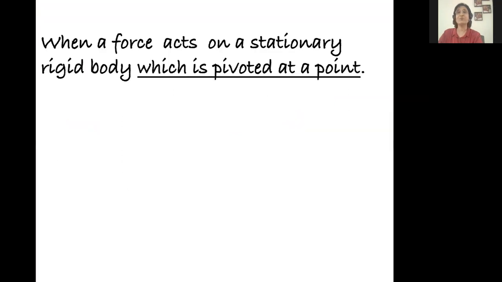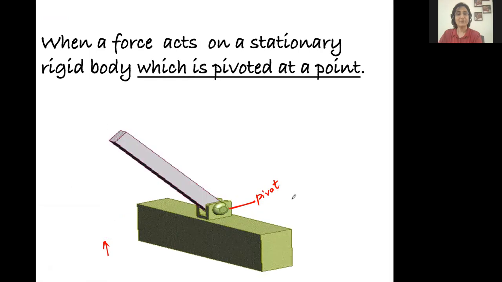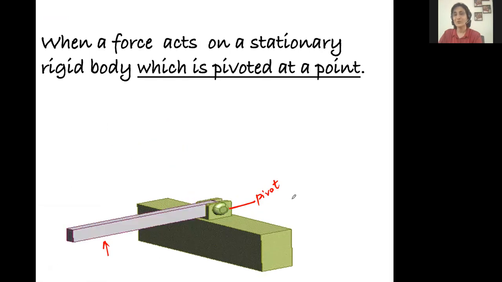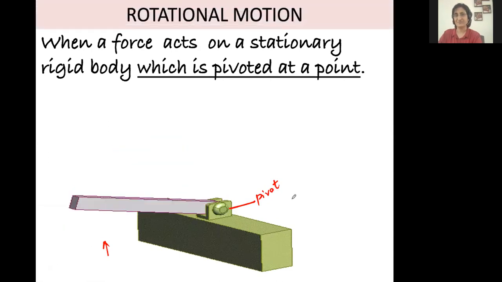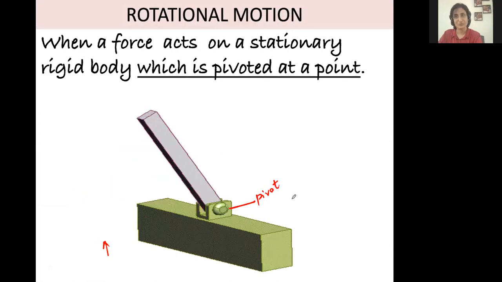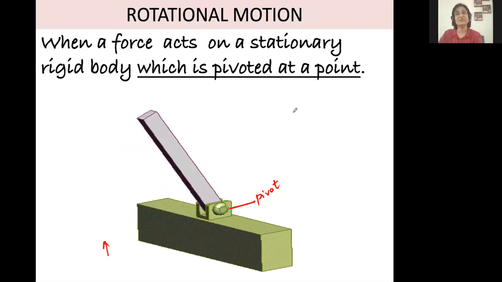Let's see if you have a body which is pivoted at a point. Like you can see here that there is a pivot. This rod is pivoted. This is the pivot. Okay, so now if I apply a force in this direction, what would happen? It will start rotating. It will move in a circular motion along an arc. And that's what we call as rotational motion. Now this happens to a stationary rigid body when it is pivoted at a point.